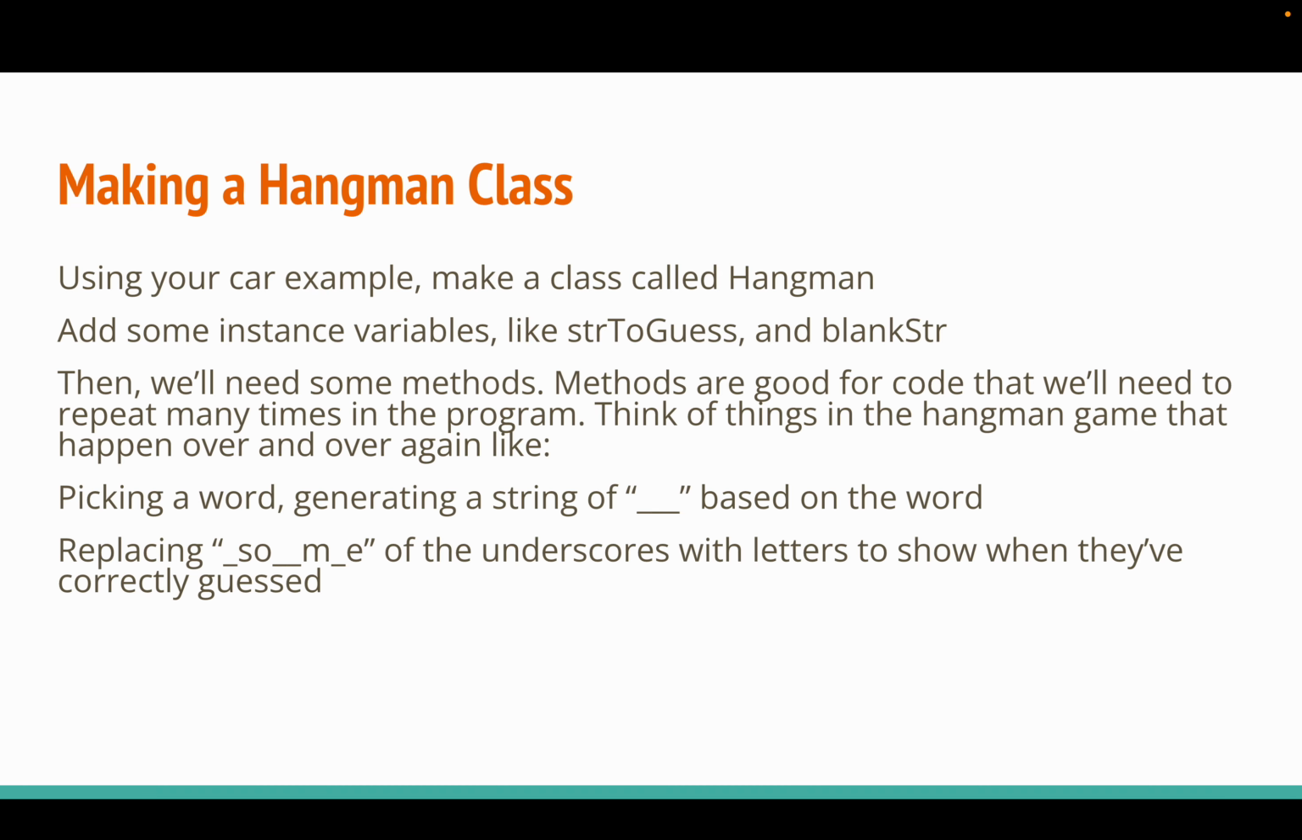Now let's apply this to our Hangman class. Using your Car example, make a class called Hangman. Add some instance variables like String toGuess and blank String. Then we'll need some methods. Methods are good for code that we'll need to repeat many times in the program. Think of things in the Hangman game that happen over and over again, like picking a word, generating a string of underscores based on the word, and then replacing some of the underscores with letters to show when they've been correctly guessed, as you can see here in this example.